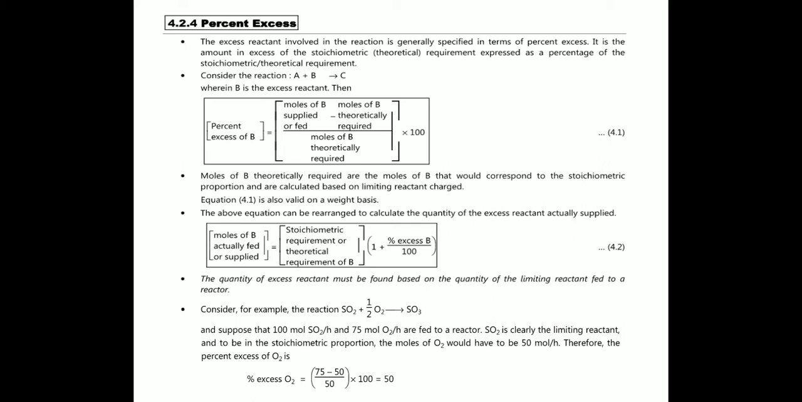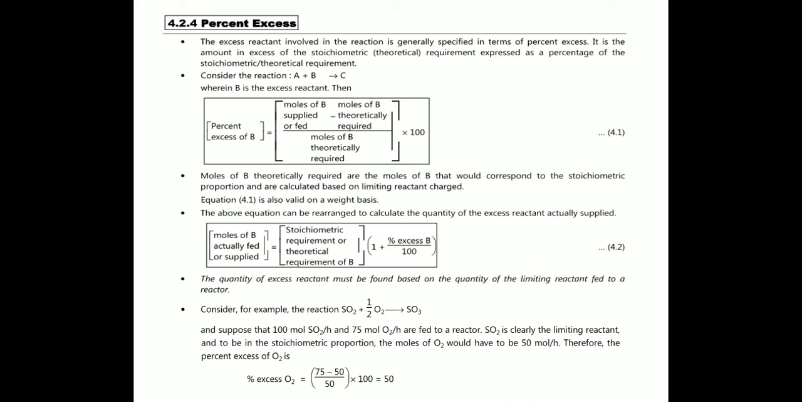Again, the above equation can be rearranged to calculate the quantity of excess reactant actually supplied. So the moles of B actually fed or supplied is equal to the stoichiometric or theoretical requirement of B times 1 plus percent excess of B divided by 100. The quantity of excess reactant must be found based on the quantity of limiting reactant fed to the reactor.